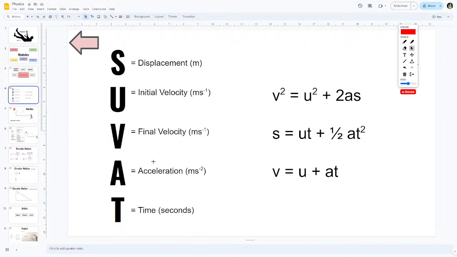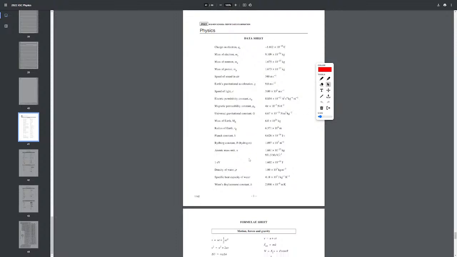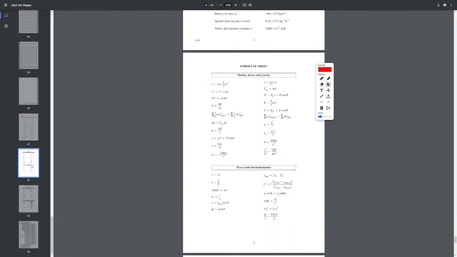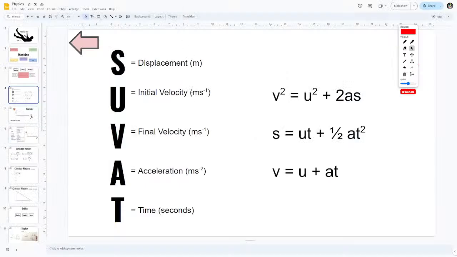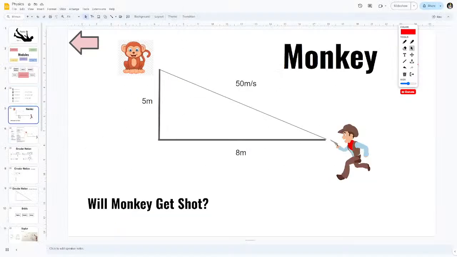This is the monkey problem, and we know that the bullet, like this hunter guy right here, is shooting at the monkey, who is 8 meters horizontally and 5 meters vertically away, and the bullet's traveling at 50 meters per second. So the question's asking if the monkey will get shot.